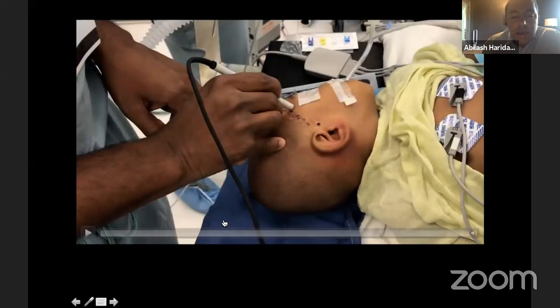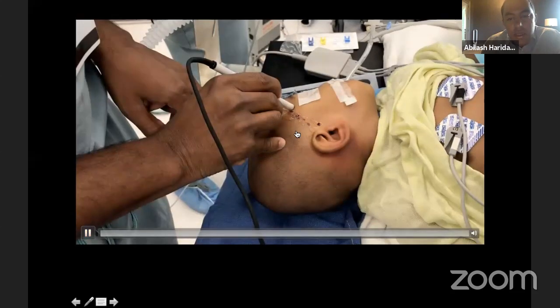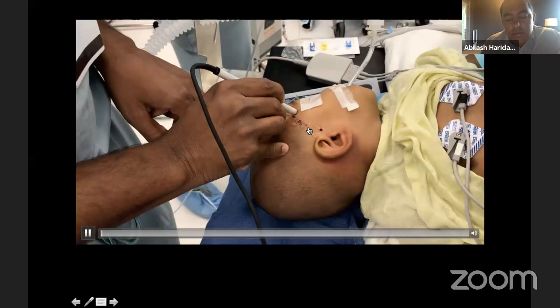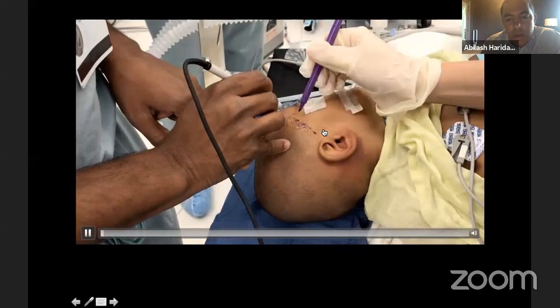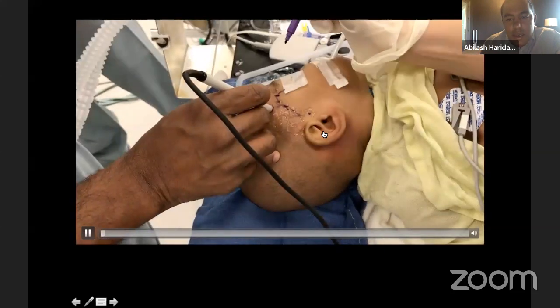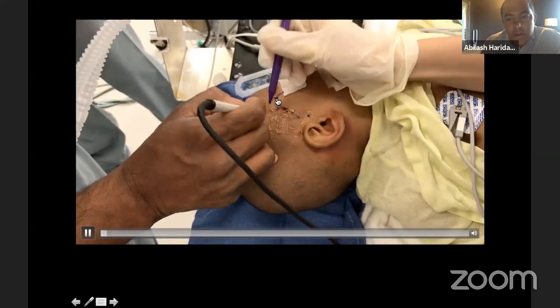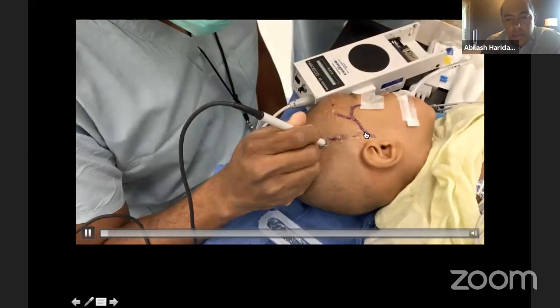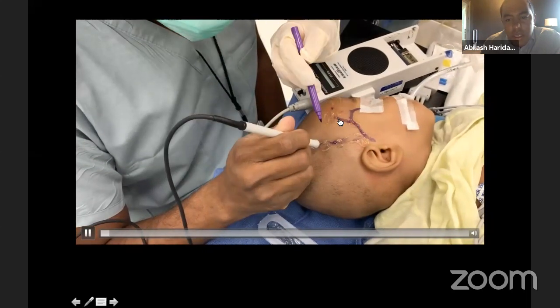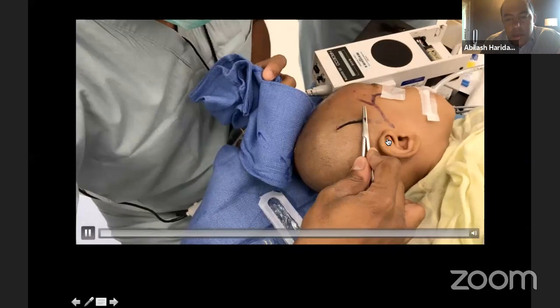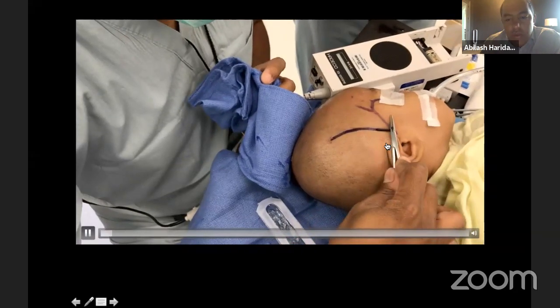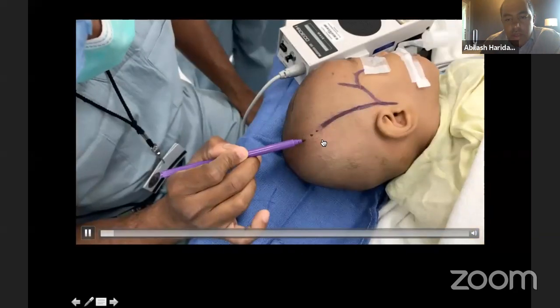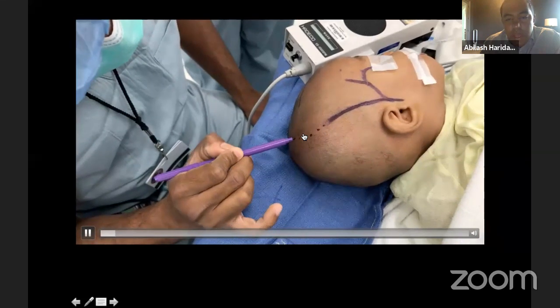So this is a video. I'm going to go through this to give you those steps. This is a young boy, just under 2 years old. This is the right side. We're outlining the frontal branch of the superficial temporal artery and then the parietal branch. You can see there's a branch coming up here. This is just outlining the parietal branch, and I used this to plan my craniotomy.